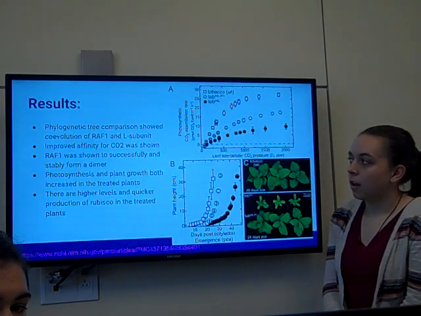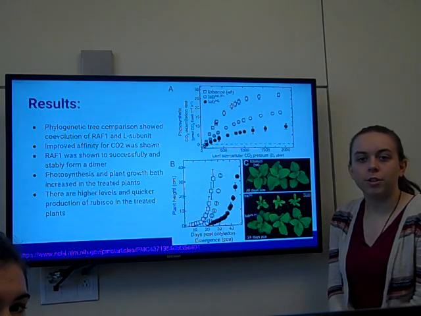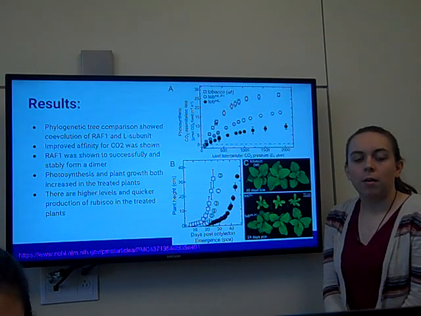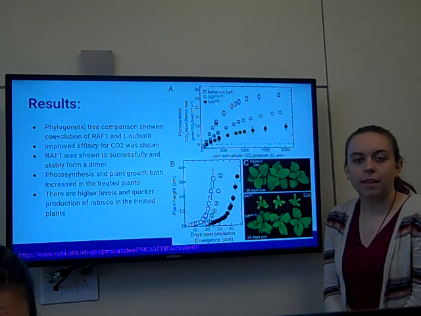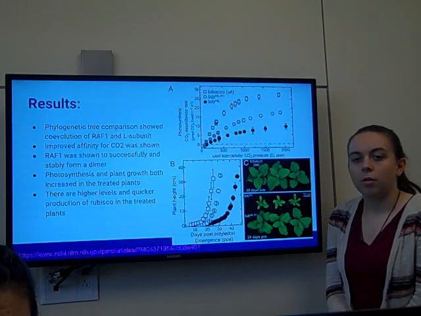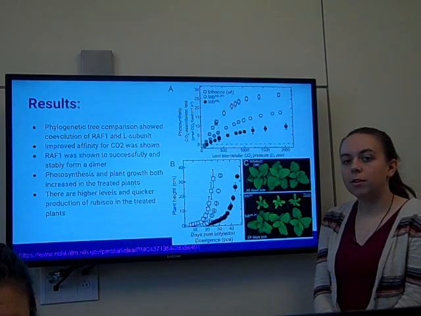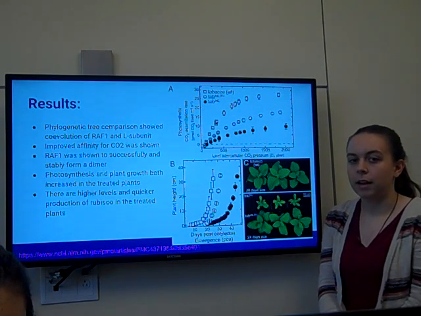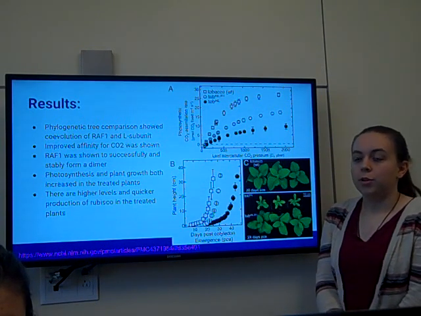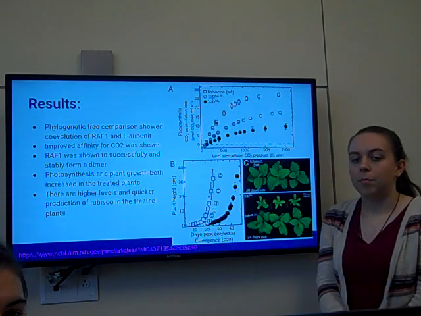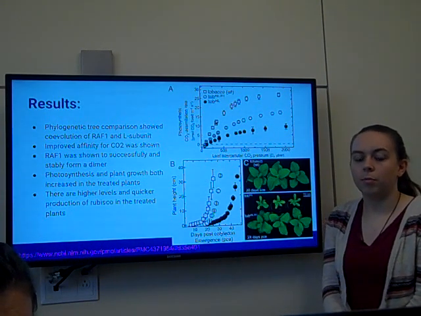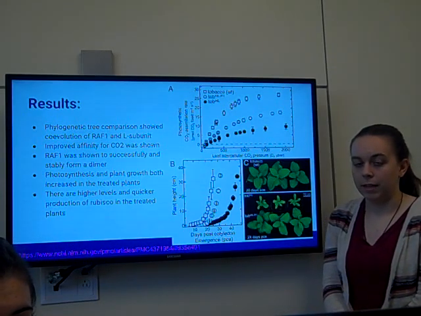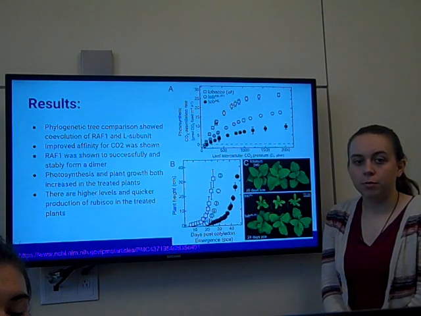The results showed, initially, the phylogenetic tree showed that there was a coevolution between the RAF1 and RbcL genes. Because they co-evolved together, that meant they were only able to work together. So the plants that only had the RAF1 gene from the Arabidopsis plant, but not the RbcL gene from the Arabidopsis plant, did not show improvement at all. But the plants that had both the co-evolved RAF1 and RbcL gene from the Arabidopsis plant and neither gene from the tobacco plant showed improved affinity for CO2.